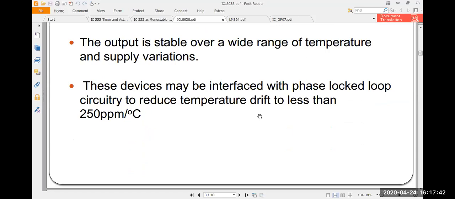Now, this is one of the advantages. These devices may be interfaced with phase lock loop circuitry to reduce temperature drift to less than 250 ppm per degree Celsius. Now, see, these are some electrical characteristics as far as this IC is concerned. If you see the data sheets of any particular IC, you'll find it mentioned in that data sheet that these are the advantages or these are the characteristics that you can make use of for a particular application.